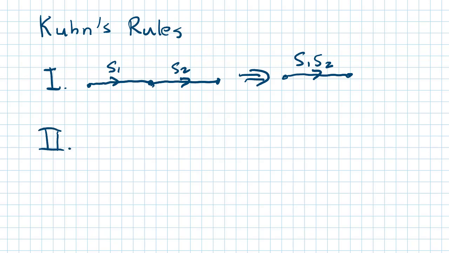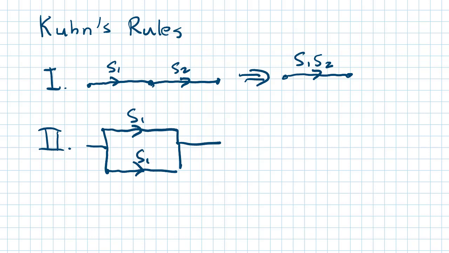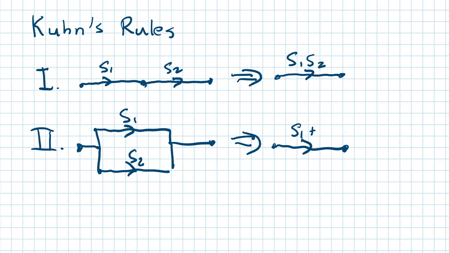And also equally intuitive, I think, is the second rule, where if you have two branches in parallel, and this is also important, the arrows have to be in the same direction in both cases. In the second case, if they're in parallel, you can replace that with a single branch that is the sum of the two S parameters. Oh, and I wrote S1 twice. I meant to write S2. So the sum of the two S parameters. So that's pretty intuitive.